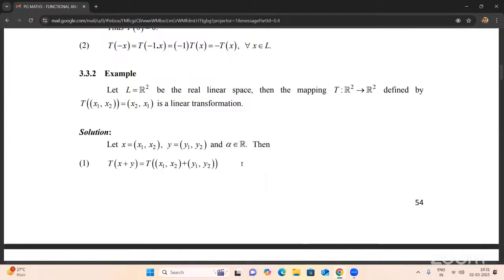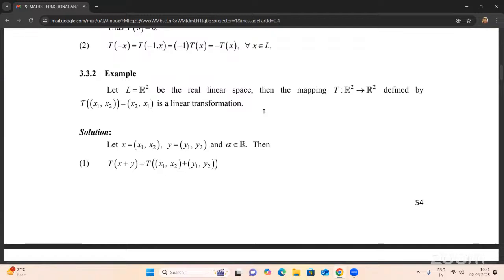Now let L equals R square be the real linear space. Okay. Students, listen carefully. This is one of the important sessions, especially on the functional analysis part. The third unit is bounded linear transformation. What is boundedness? Already you have been introduced to it in real analysis.